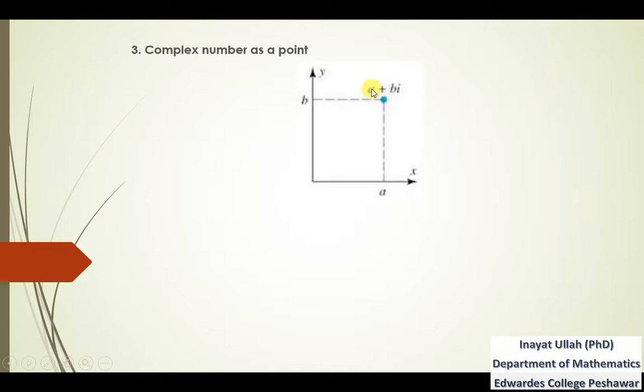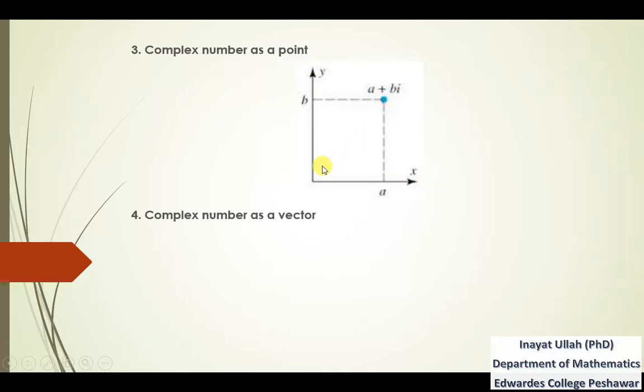So a comma b, this is the real part. This real part will be taken along the x-axis, and b, the imaginary part, will be taken along the y-axis, producing a vertically upwards and b horizontally towards that side. The meeting point of these two is a plus b iota, or we may say that this is a comma b. So that is a complex number as a point, and this point lies on the xy plane.